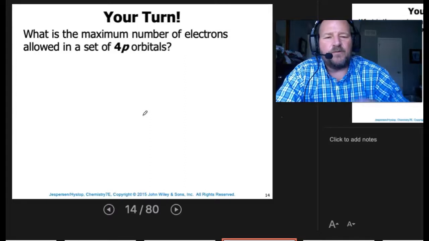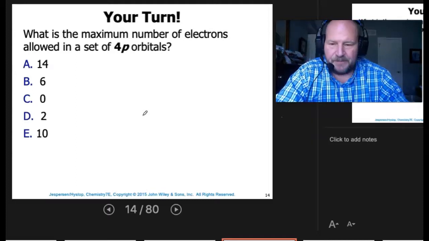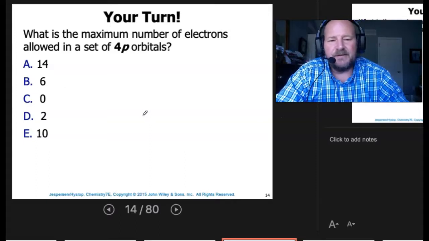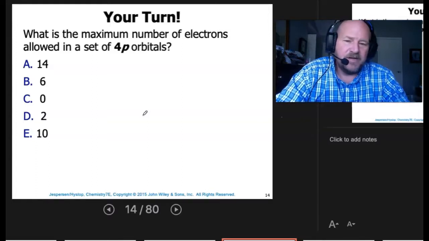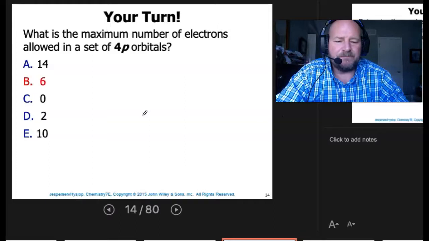All right, what is the maximum number of electrons allowed in a set of 4p orbitals? Okay, in a set of 4p orbitals. Now remember, you can use your electron configurations for this. The p is what's going to be important here. P, we know, represents L of 1. That's going to give M sub L of -1, 0, +1. Each one of those can hold 2 electrons. That gives us a total of 6 electrons.